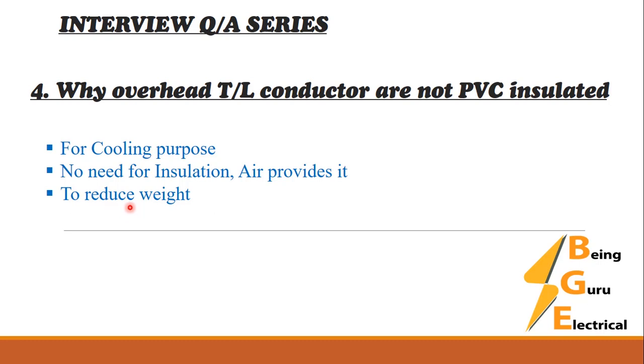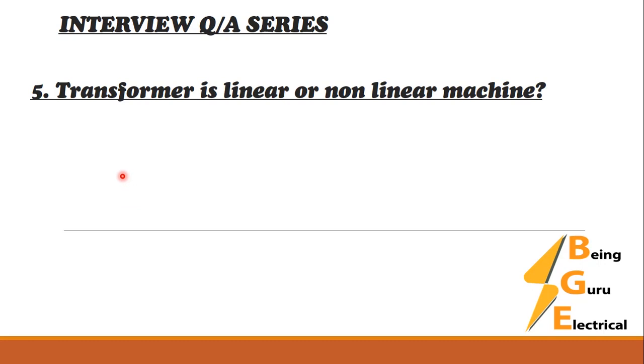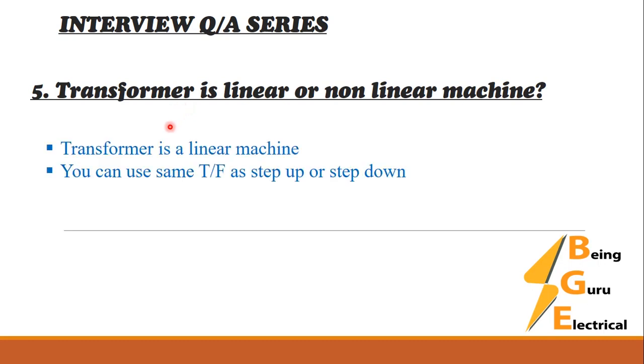Question number 5: is a transformer a linear or non-linear machine? This question I was asked in an interview myself. Is the transformer a linear device or a non-linear device? The transformer is a linear device. If you have one transformer, you can use it as a step-up transformer or step-down transformer, but the power frequency should be the same. If you have a 10 kVA transformer, you can use only 10 kVA whether you are using it step up or step down. In both cases you will take 10 kVA from the transformer.